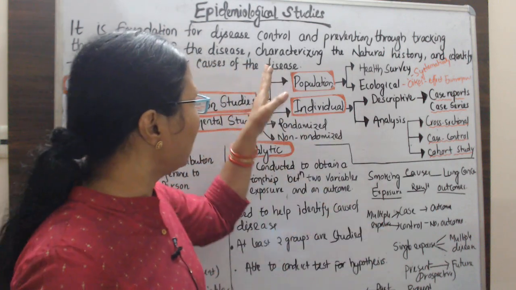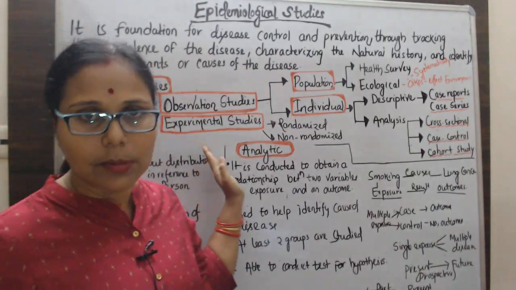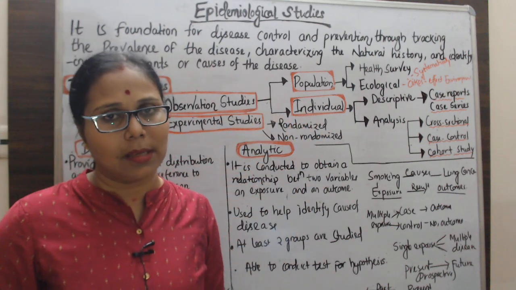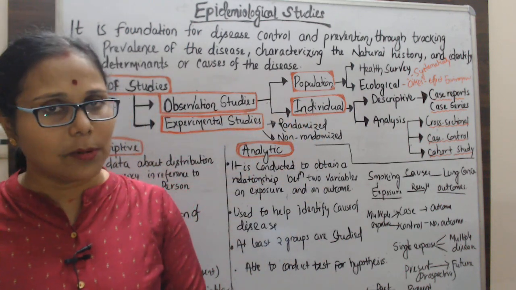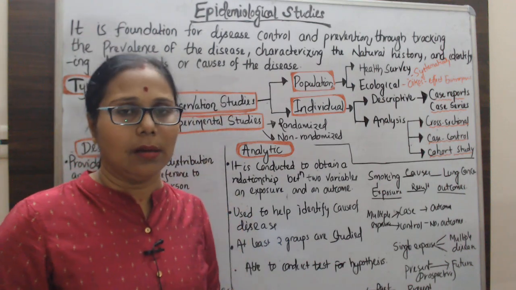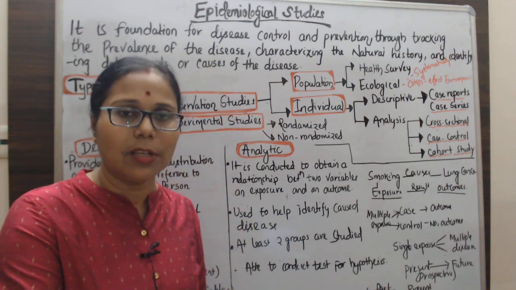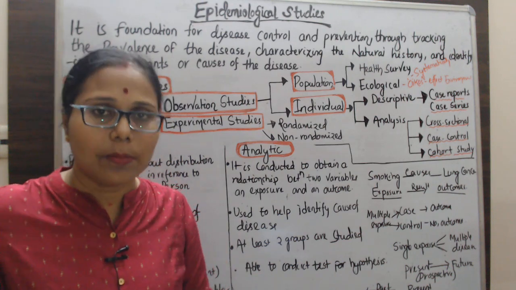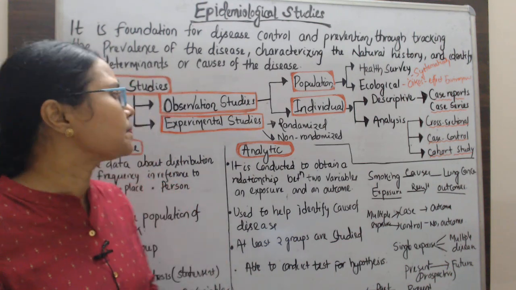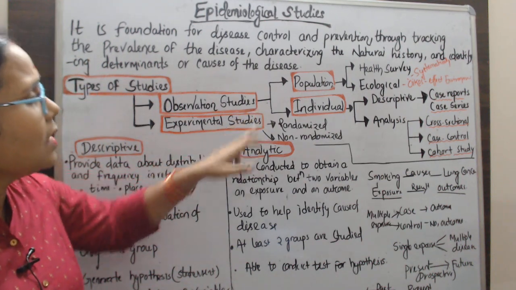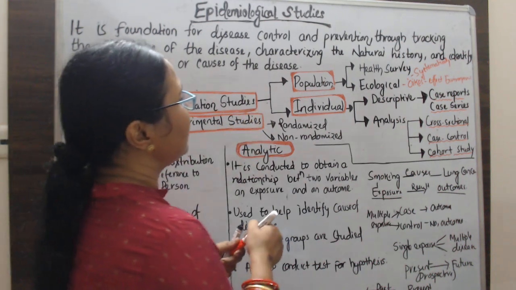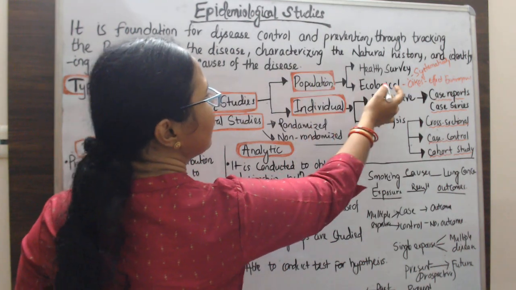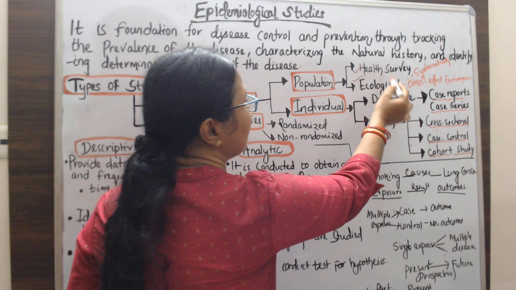And there are two designs: one is observational and the other is experimental. Observational, as the name indicates, means the researcher, or you say the epidemiologist, only observes the patient, if it is an individual, or the population in the community. In observational study, if you are observing the population, there are two ways: one is the health survey, another is the ecological study.